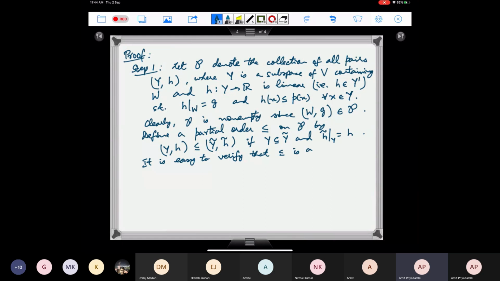This is a partial order on P. Now we want to use Zorn's lemma. So for that, if we take any chain, then we have to show that there is an upper bound.